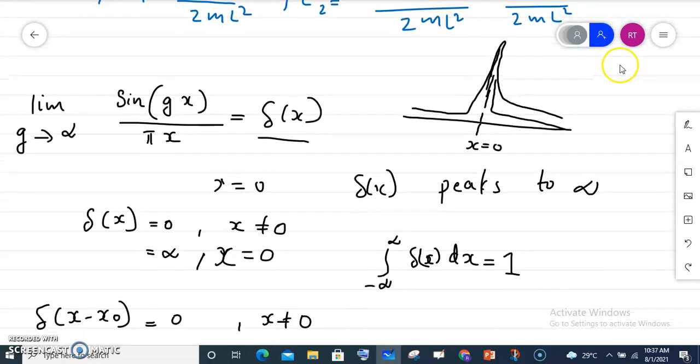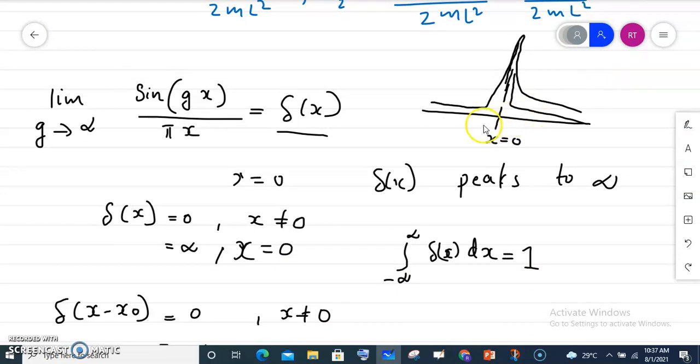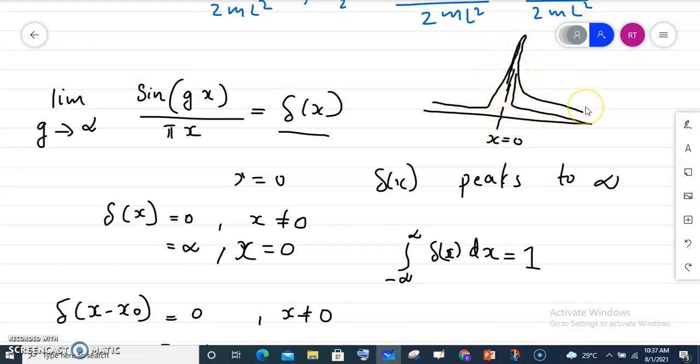Now, if the wave function behaves like a Dirac delta function, we can apply a Dirac delta function in order to normalize the wave function. The significance or importance of the Dirac delta function is that, if we have a function sin g of x, then the limit as g tends to infinity of sin g of x divided by pi x gives the value of delta of x.